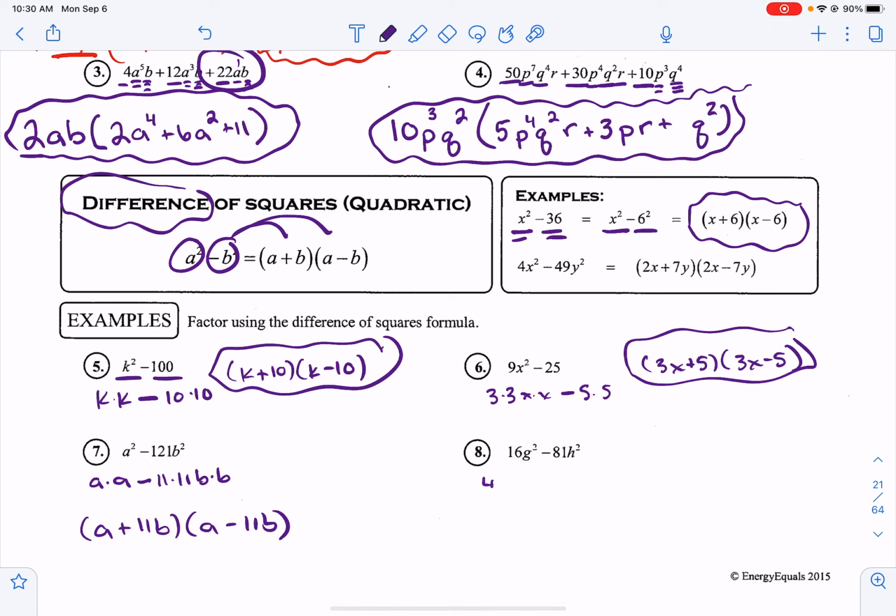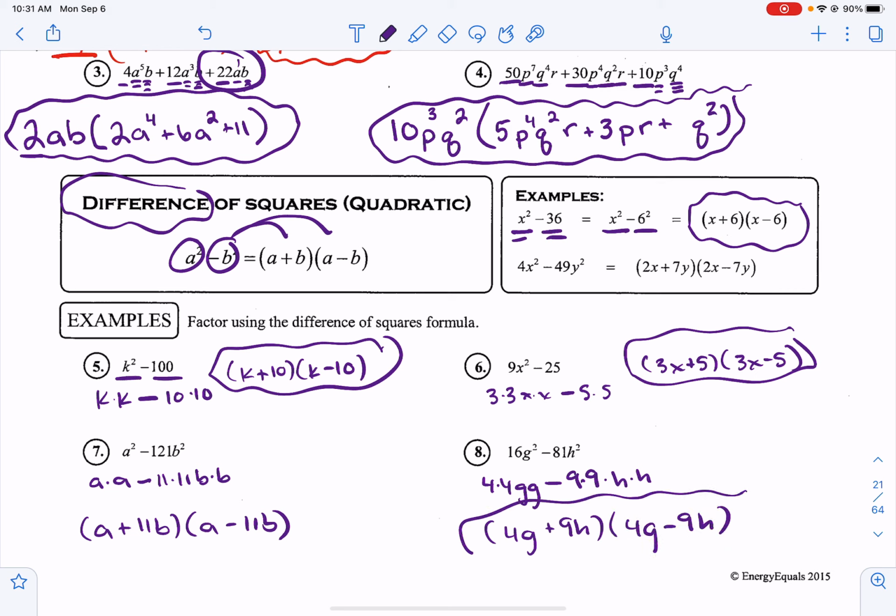So 16 is 4 times 4. G squared is g times g. Minus 81 is 9 times 9. And h squared is h times h. So this one would be 4g plus 9h times 4g minus 9h. That would be my difference of squares.